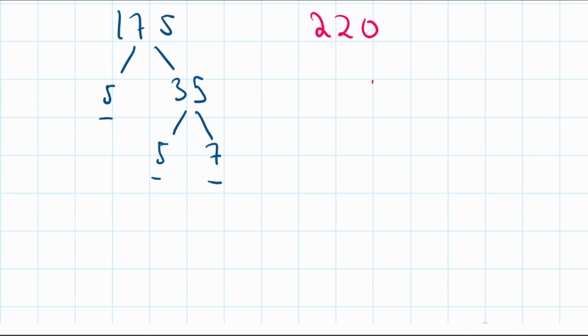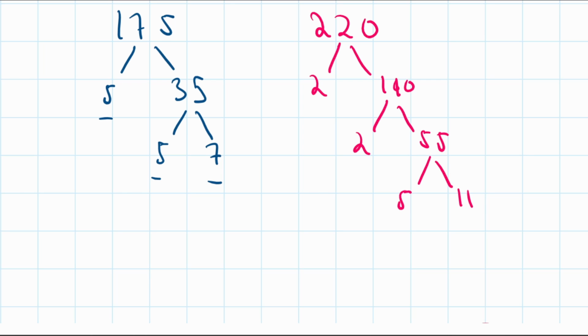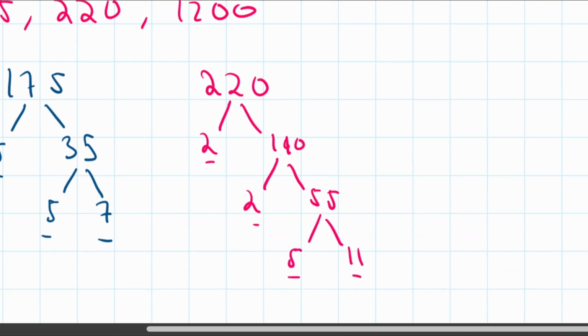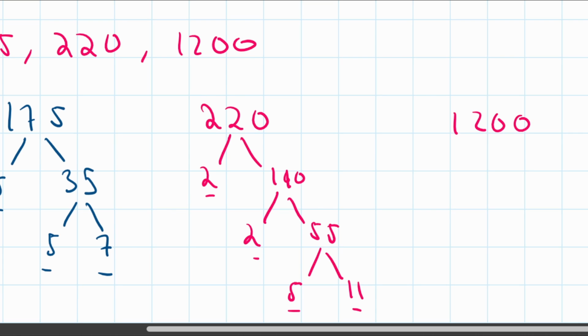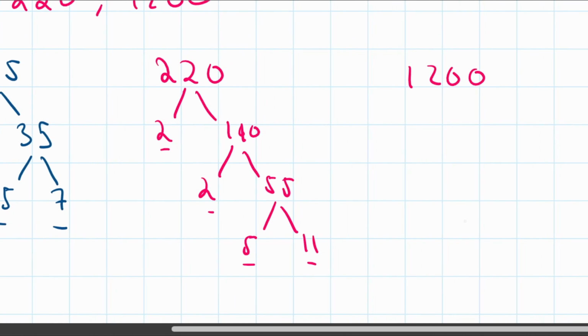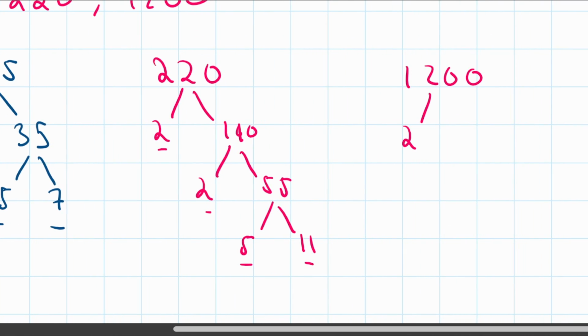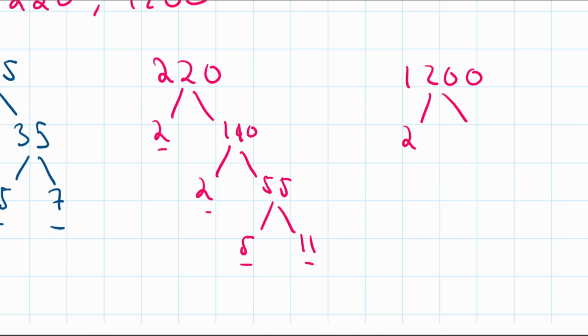So for 220, let's work out the prime factors. First I can see 2 goes into it, so that's 2 and 110. And then 110, we can work that out: 2 again, and 55. 55, we can break down into 5 and 11. And 11 is a prime number, so we've got all our prime numbers there. 220 done. Next one is 1200, because even with big numbers, we can break it down to prime factors quite quickly. So we can see straight away 2 goes into it, and that would become 600.